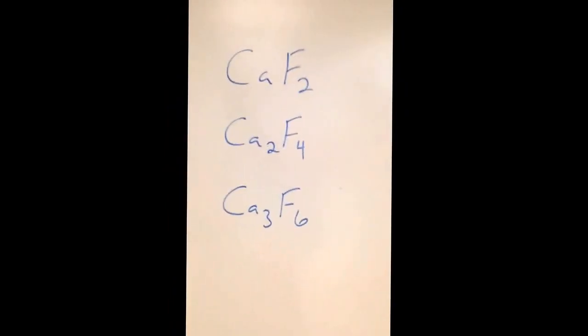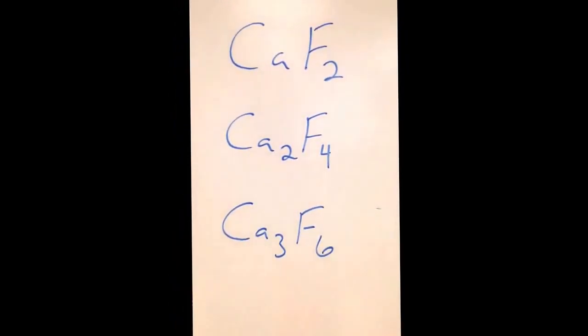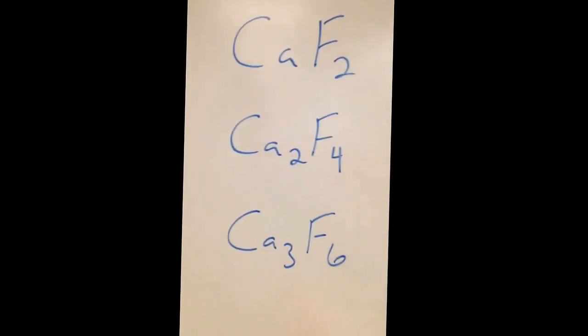All right, moving right along here, we have a couple ratios. And remember, the lowest common ratio for ionic compounds is called the formula unit. So the formula unit is the lowest whole number ratio.